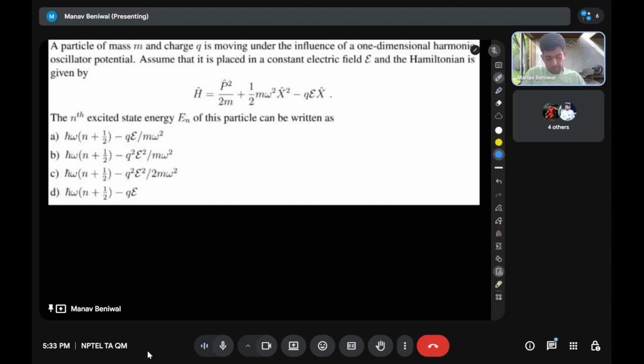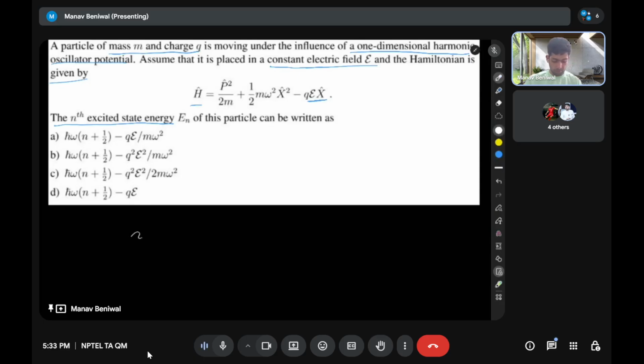We have a particle of mass m and charge q. It is moving under the influence of a one-dimensional harmonic oscillator potential. Assume that it is placed in a constant electric field E. So this is a constant electric field along the x direction, and the Hamiltonian is given by this. What we are supposed to find out is the nth excited state energy En of this particle.